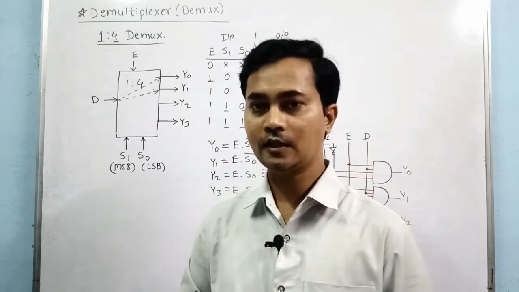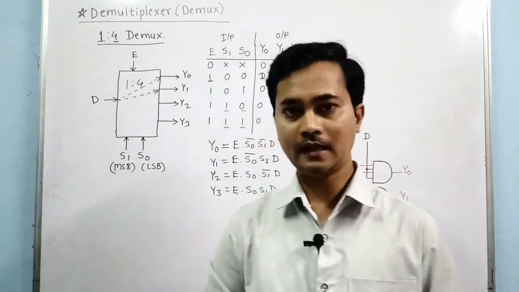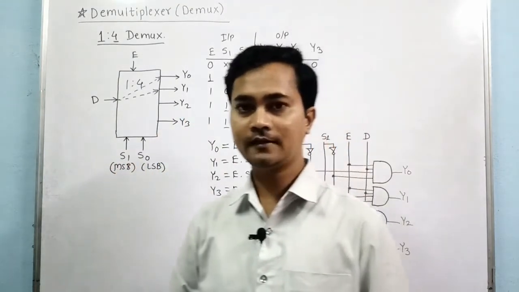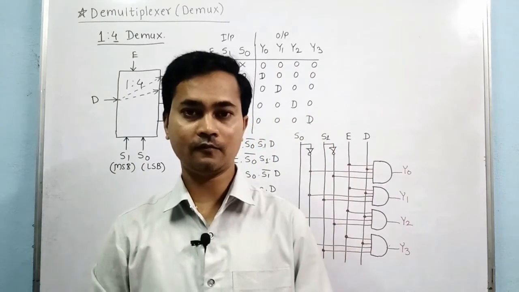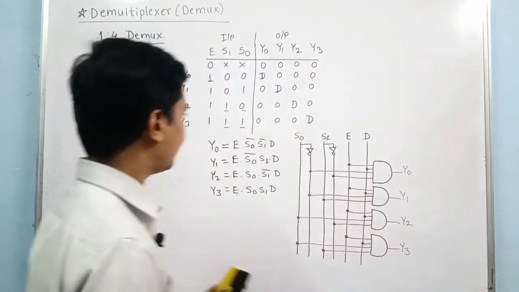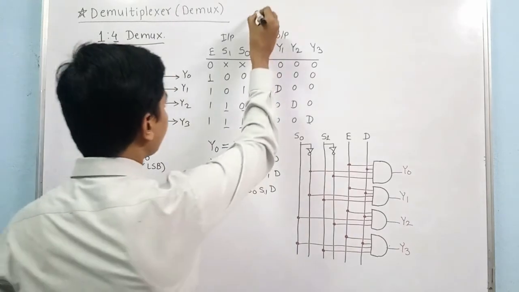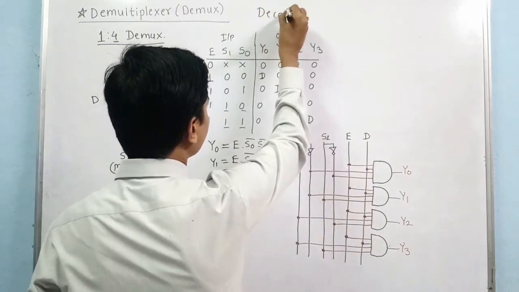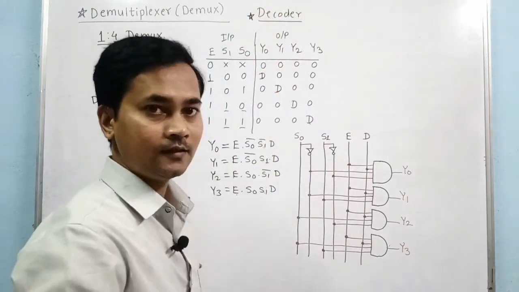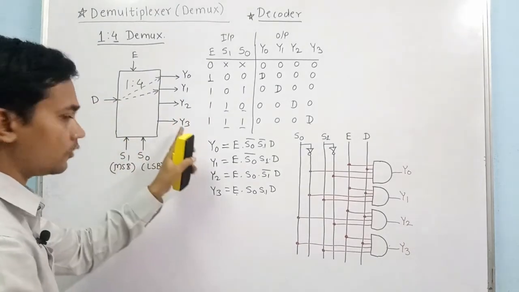So actually the decoder is having no input line. The decoder is having only select lines and output lines. Now we will see how to implement the decoder; first of all we will see the basics of decoder and then the implementation. Now we will see how to convert the demultiplexer to decoder. The decoder is not having any input line, only select lines and output lines.